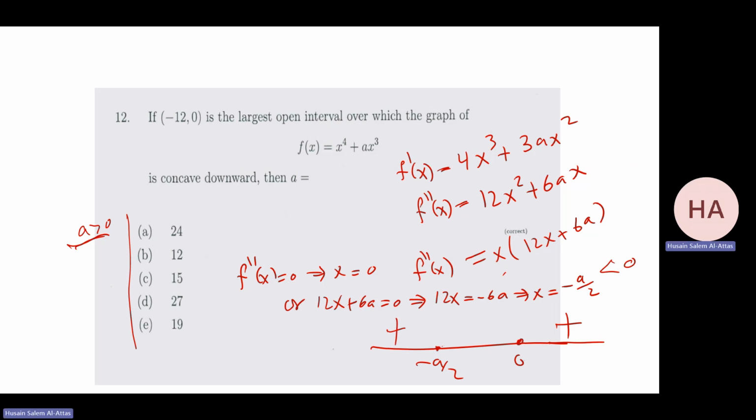Take a value here, minus a over 4. Minus a over 4 gives me minus 3a plus 6a, that's positive, and that's negative, so this will be negative. So this will be the largest interval. That means minus a over 2 equals minus 12, because he said this is minus 12 to 0. That means a equals 24, which is this answer.